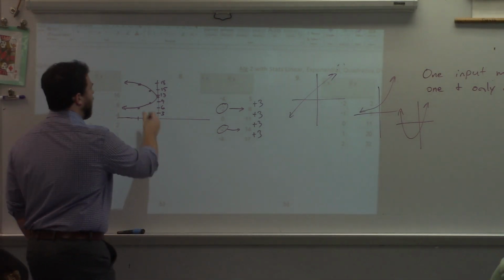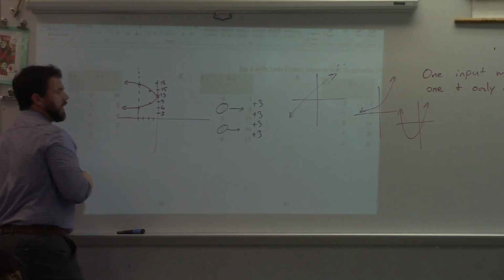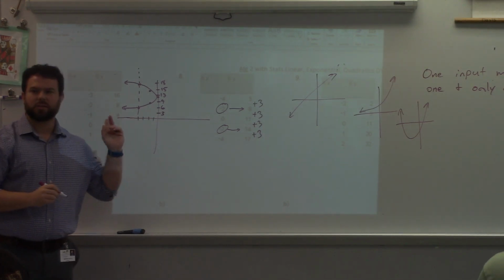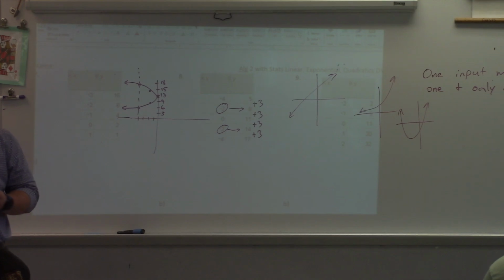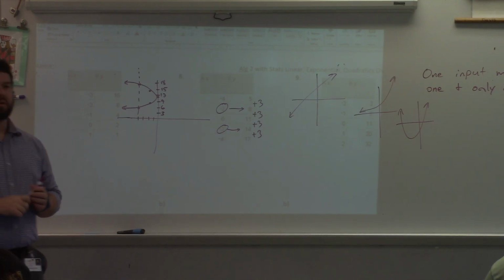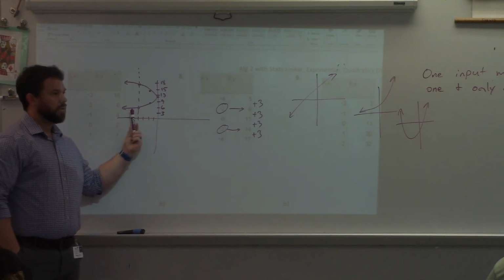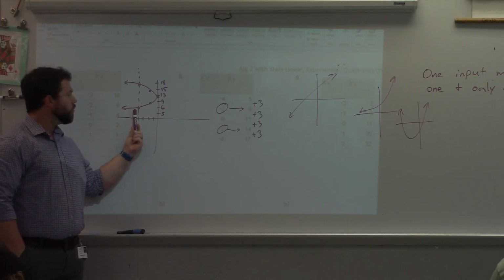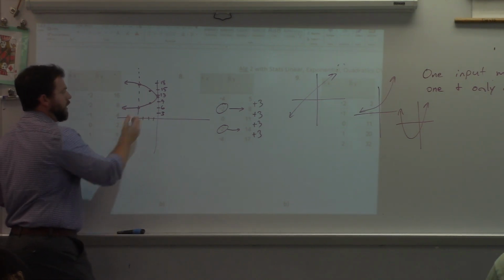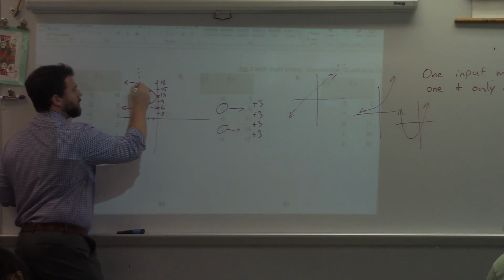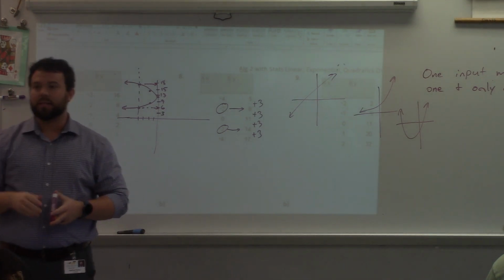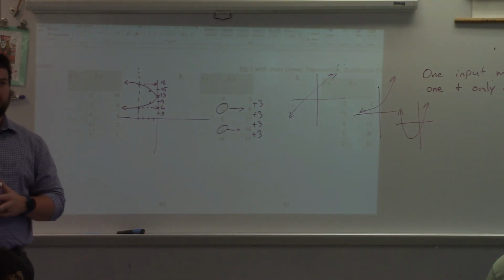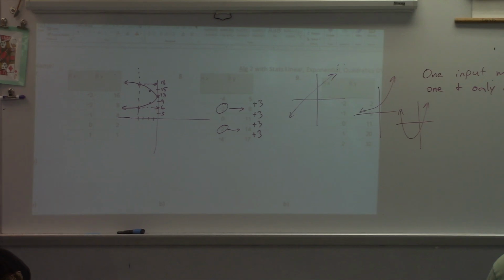Notice, if you had made a graph, see how it violates the vertical line test? Remember, if a vertical line touches more than one point, that means one input has how many outputs? Two, right? If a vertical line touches more than one point, then it is not a function. One input maps to more than one output.